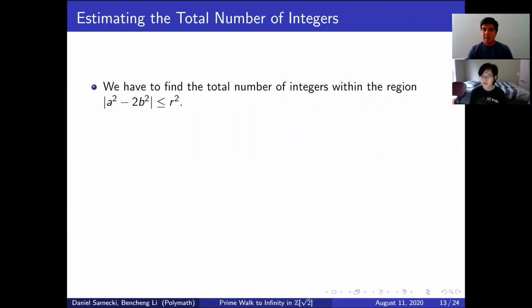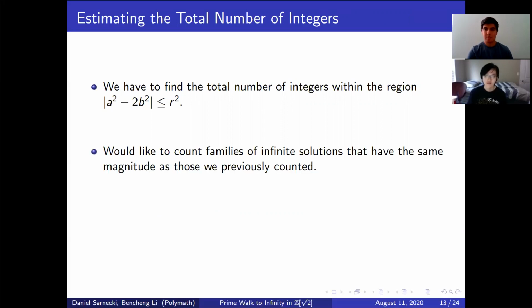So next, in order to make sense of the number of primes that we found, we look at the total number of integers inside this region that we were talking about for Z[√2]. We would like to count families of infinite solutions that have the same magnitude as those we previously counted. That way, if we're dividing two infinite numbers, we'll still get a probability.